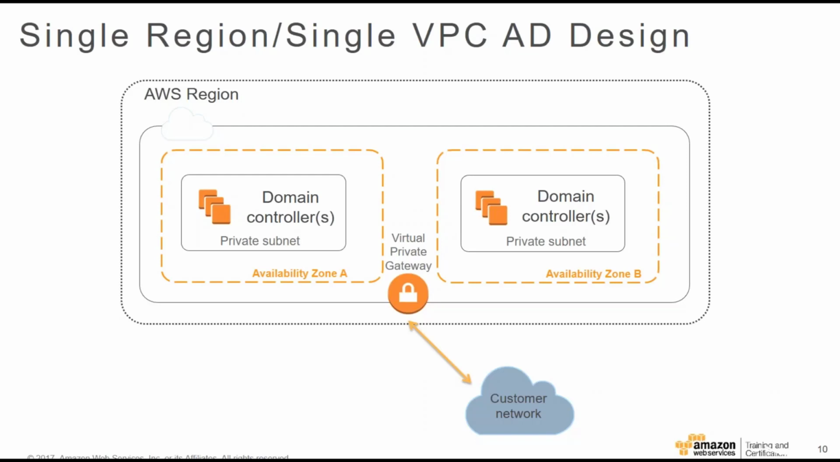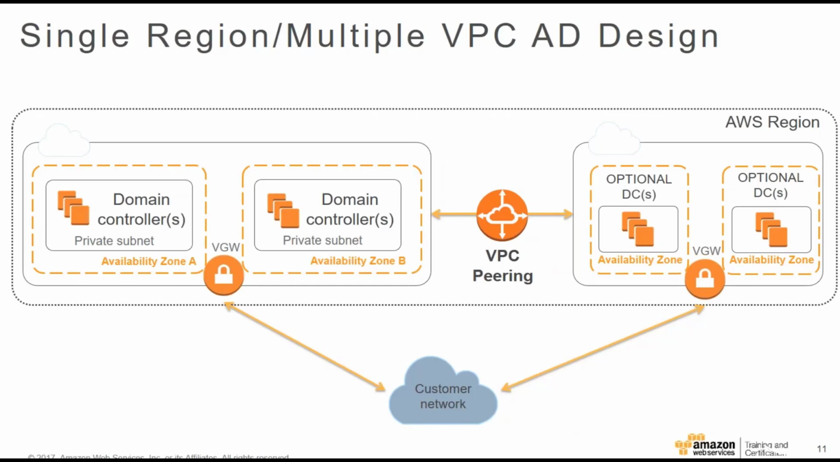That virtual private gateway is an IPsec VPN tunnel that extends back to the customer's on-premises environment, such that Active Directory domain controllers that are in AWS can be fully replicated and an extension of the existing customer's Active Directory domain.